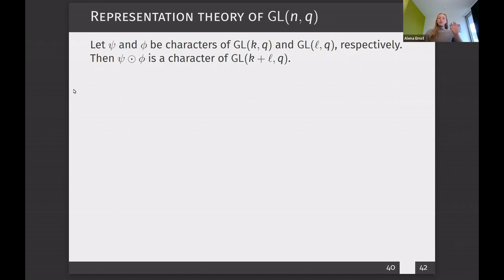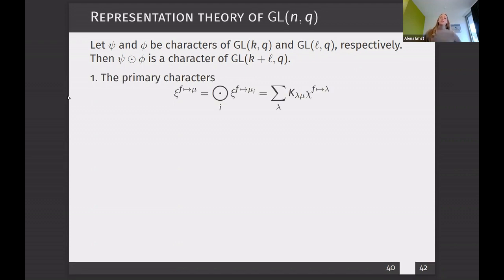Having two characters of two different finite general linear groups, so two different sizes, we can construct a character of the bigger finite general linear group. So having one character of GL_k(q) and one of GL_l(q), we can just take the product of these characters, which then gives us a character of the finite general linear group of k plus l matrices. This is just the notion of this symbol up here.